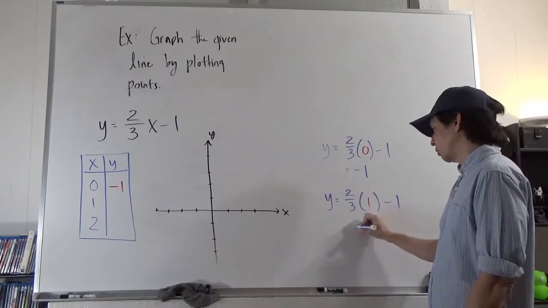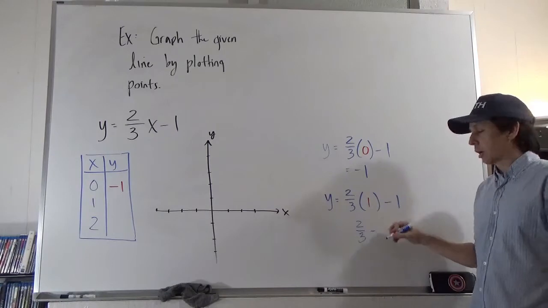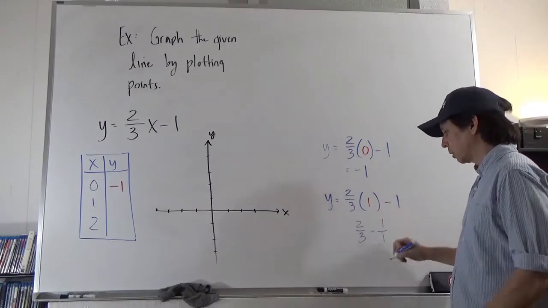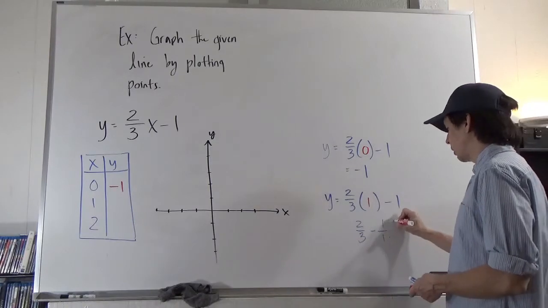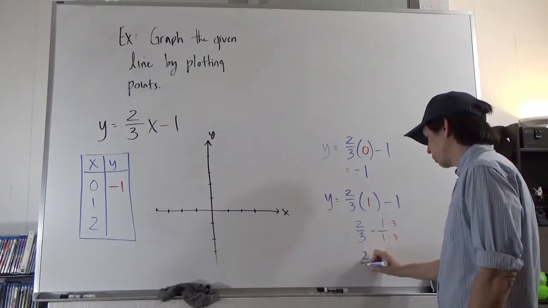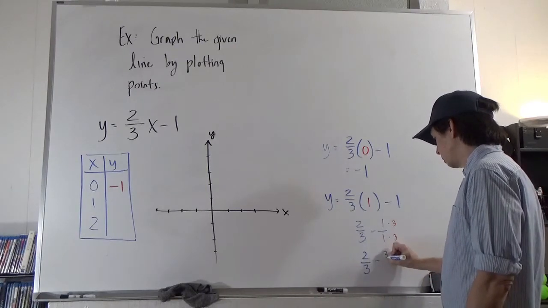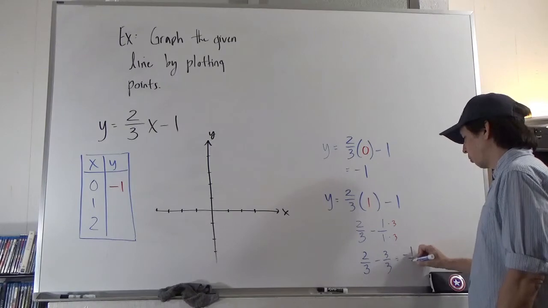2/3 times 1 is just 2/3, but then I'm subtracting this 1. And when I subtract a fraction, I need to use a common denominator. So I'm going to rewrite that 1 as a fraction. I need a common denominator of 3. So you can see what I mean. Like, I don't want to have to do this. This is ugly. So I'm going to do 2/3 minus 3 over 3. It's going to be negative 1 over 3.